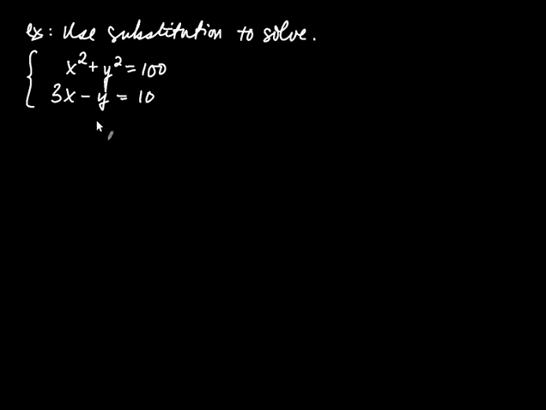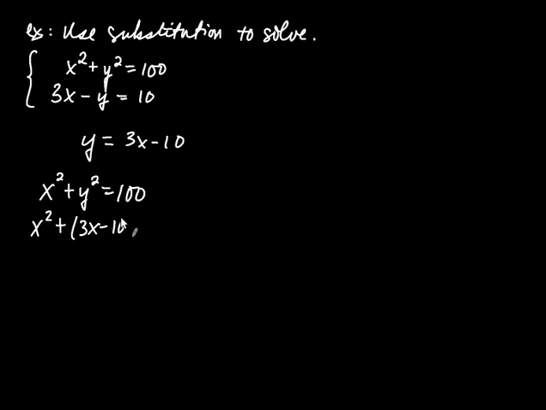So solving for y in that second equation, we end up getting y is equal to 3x take away 10. I just brought the negative y over here, and then I subtracted 10 from both sides. And now I want to substitute that expression for y into y in the top equation, like you've done before. So we take x squared plus y squared is equal to 100, and we're going to replace y with 3x minus 10. So x squared plus (3x minus 10) quantity squared, equals 100.